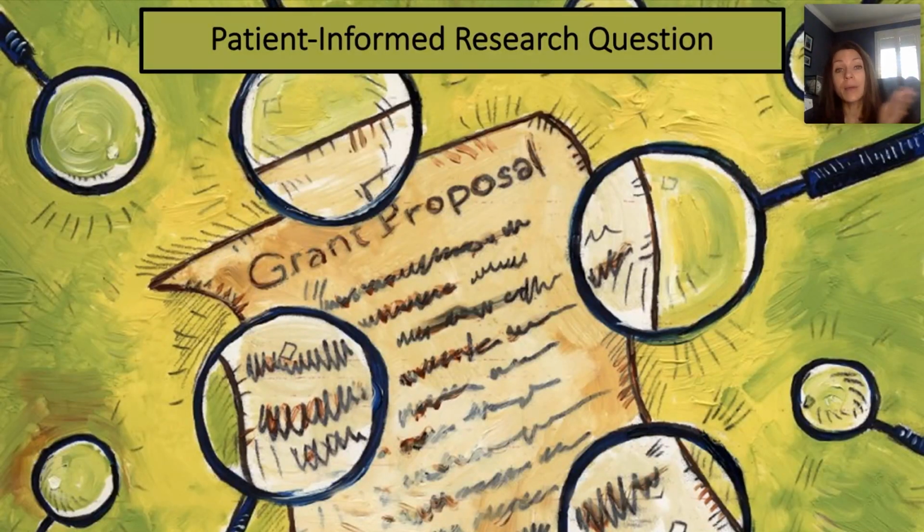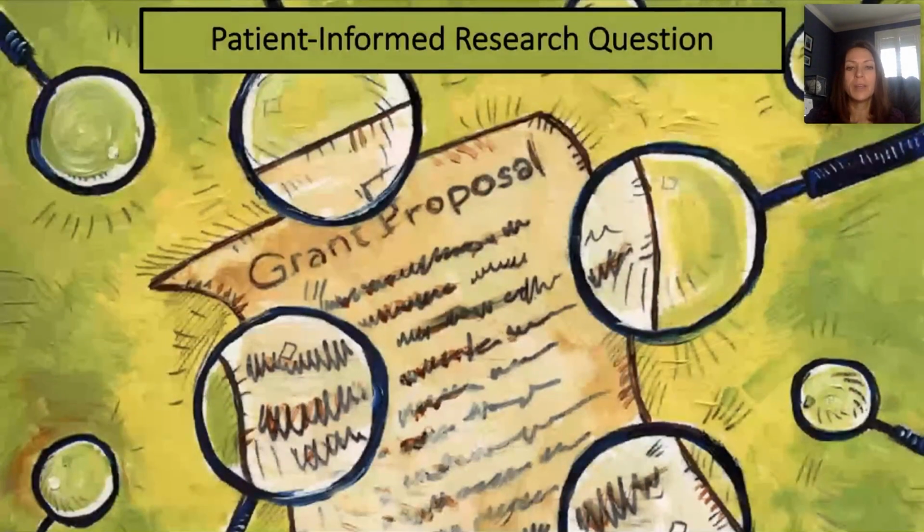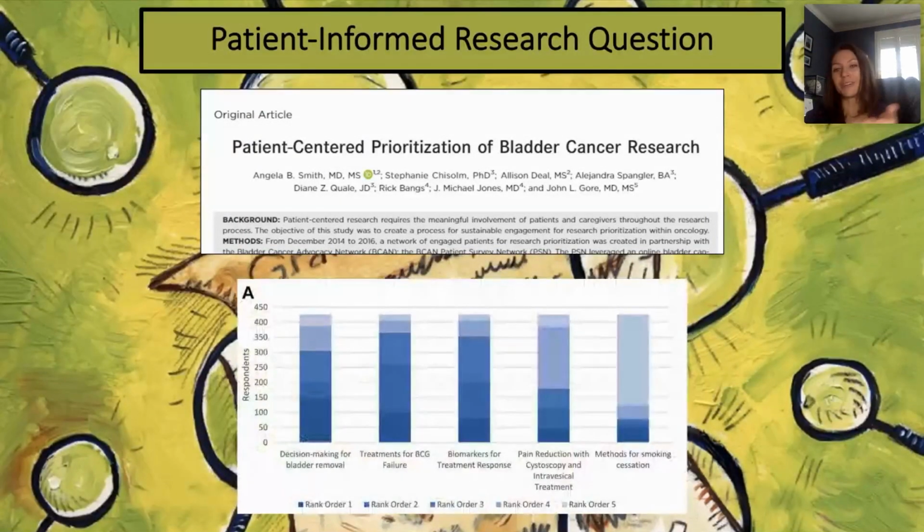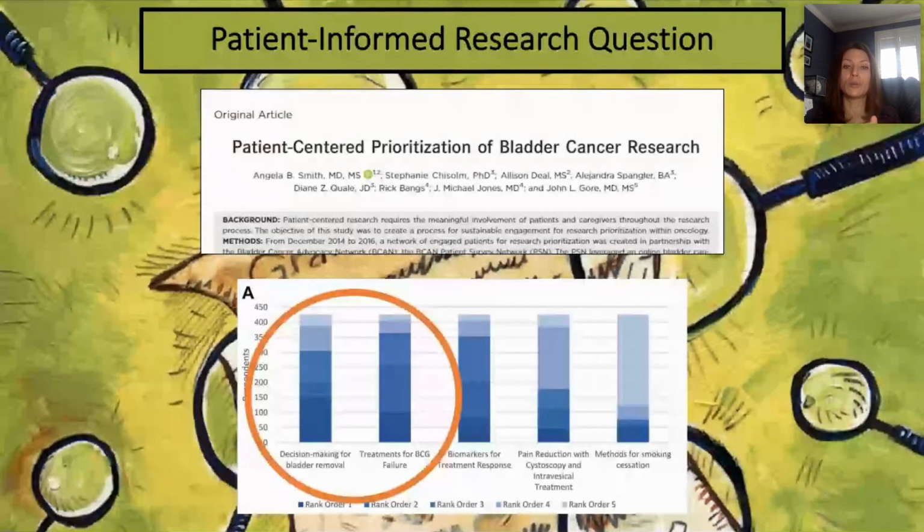The research question, cystectomy or bladder preservation. Well, that was a no-brainer. We already published. That's the number one question. I showed you the data. All the patients said that was mostly their number one and number two ranked patient prioritized research question. So we knew that piece, yes, that's important.